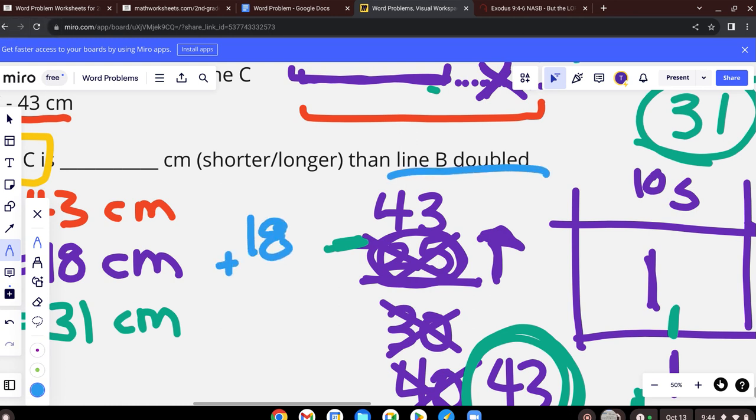Plus 1. 8 plus 8 is 16. Yeah, you told me 16. 1 plus 1 equals 2. 2 plus 1 equals 3. Finish. 36. 36 centimeters.